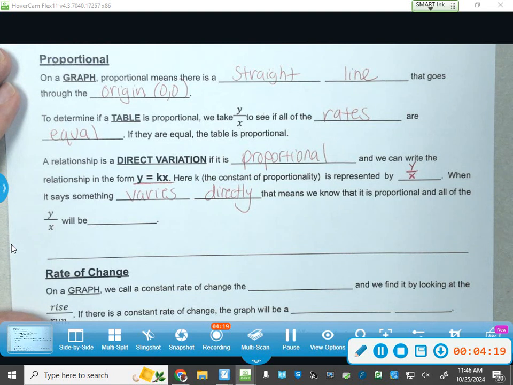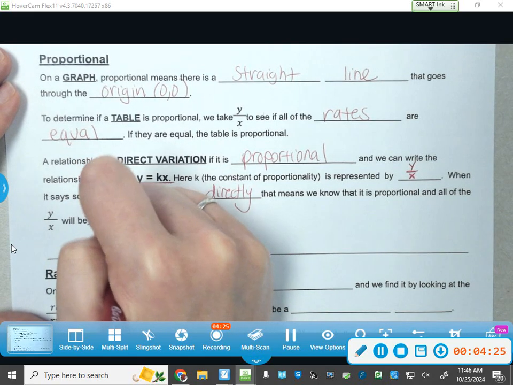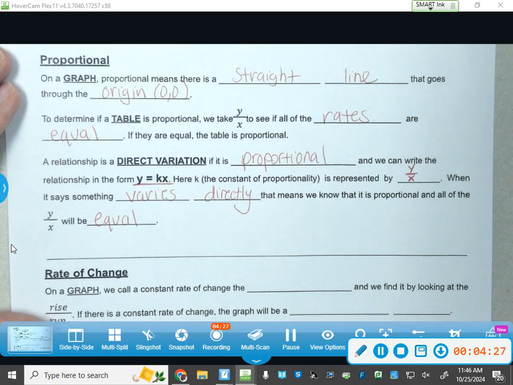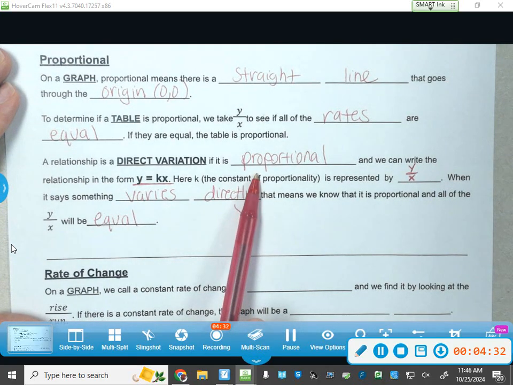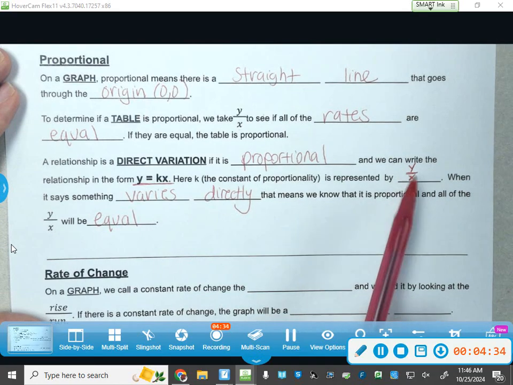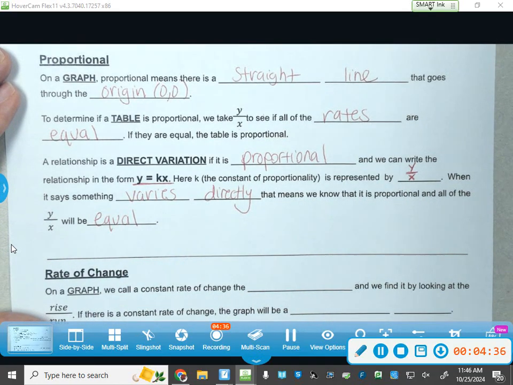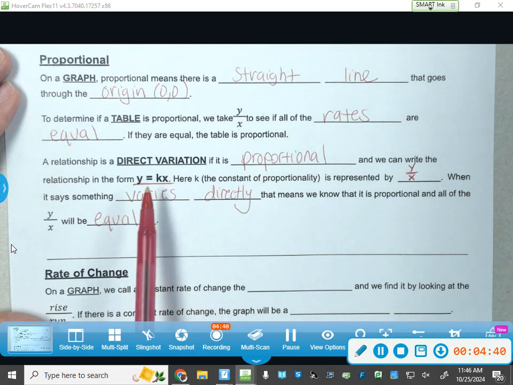Raise your hand. I should see more than one hand. That's what I'm waiting on. All of you, go ahead. Equal. Okay? So if it's a direct variation, we know it's proportional. We know that every y divided by x will be equal. That's our k value. Our k value can then be written into the equation y equals kx.